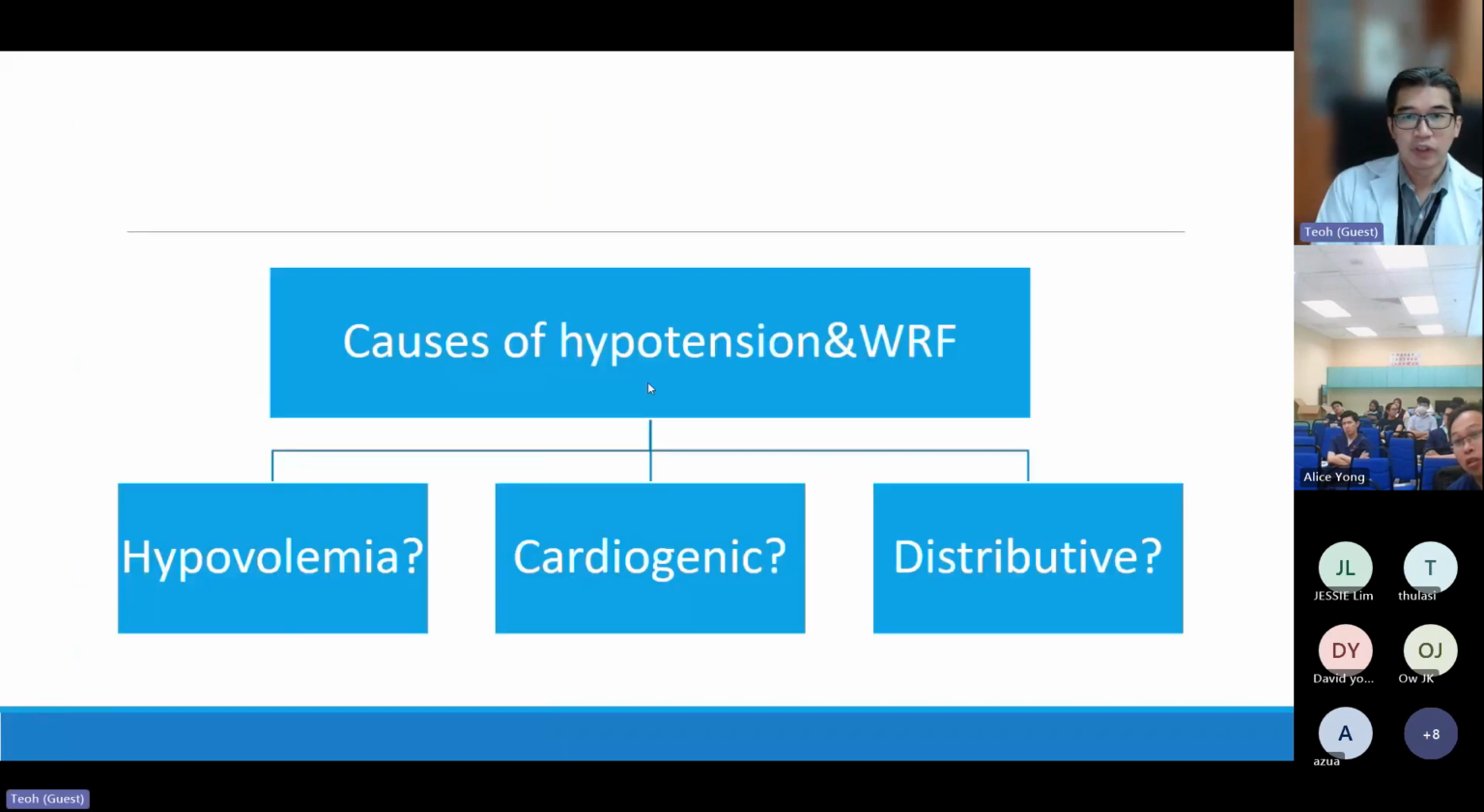So what do you think? The causes of hypotension and worsening renal function: hypovolemic, cardiogenic, or do you think there's some vasomotor dysfunction here? So can I have the input from you all?